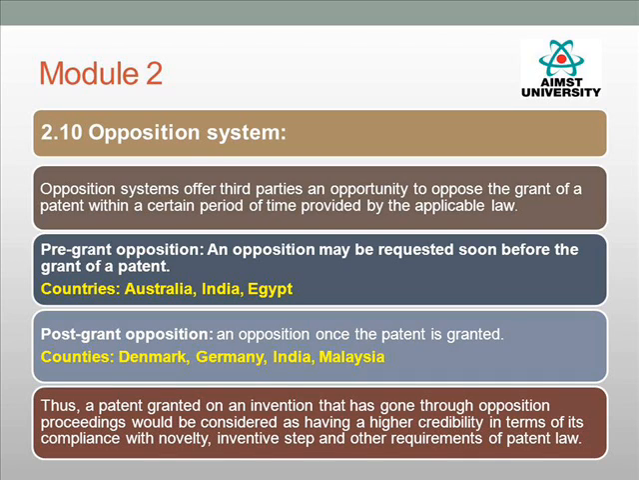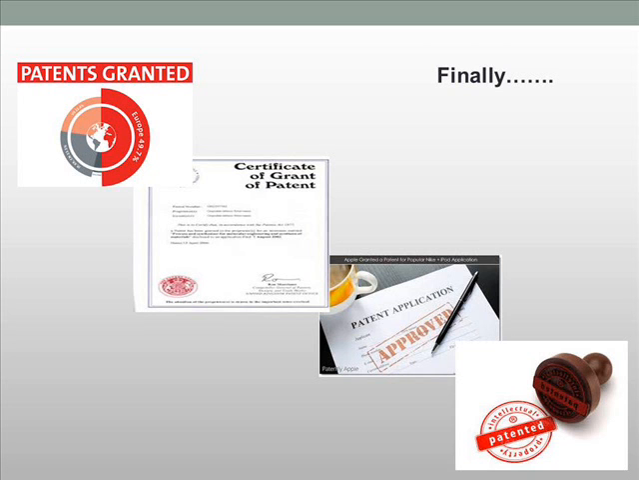Thus, a patent granted on an invention that has gone through opposition proceedings would be considered as having a higher credibility in terms of its compliance with novelty, inventive step and other requirements of patent law. And finally, after a lengthy and complicated procedure, the patent is granted and the inventor can enjoy the monopoly right.